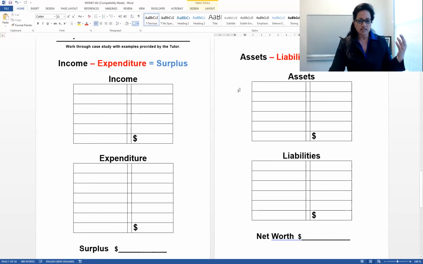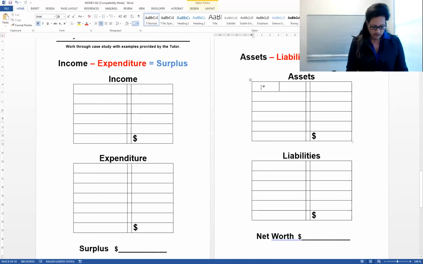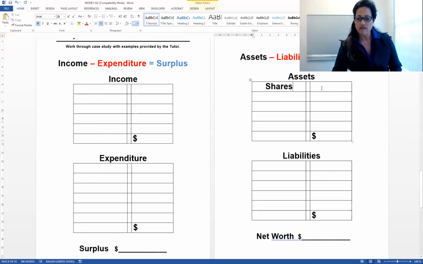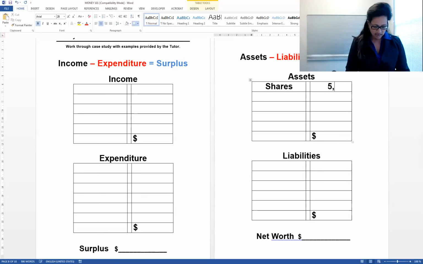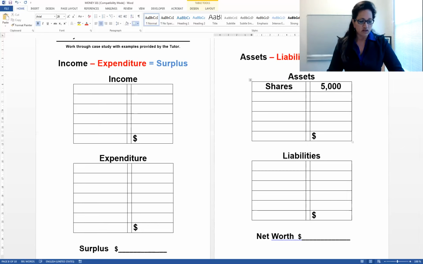She actually managed to get some really good shares, some IT shares that she purchased a while ago, and so she has some shares worth $5,000. And as you know, shares are an asset for her. So if we put shares in here under assets and $5,000, she's recording an asset of $5,000.